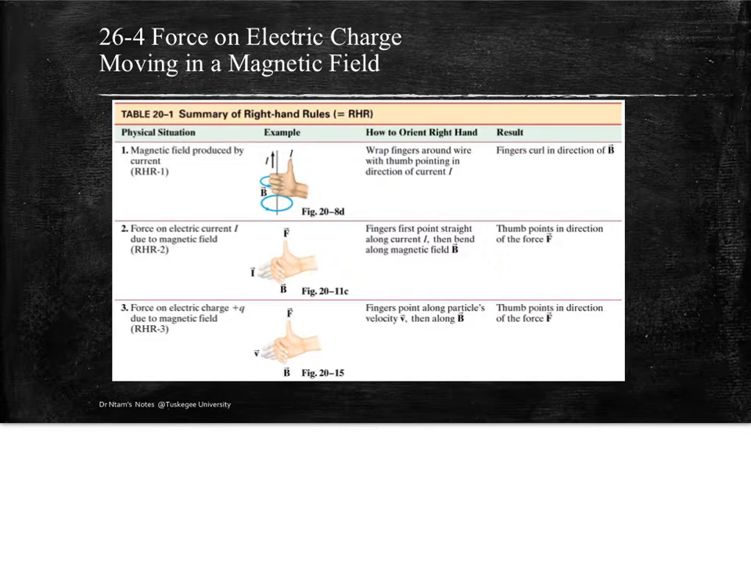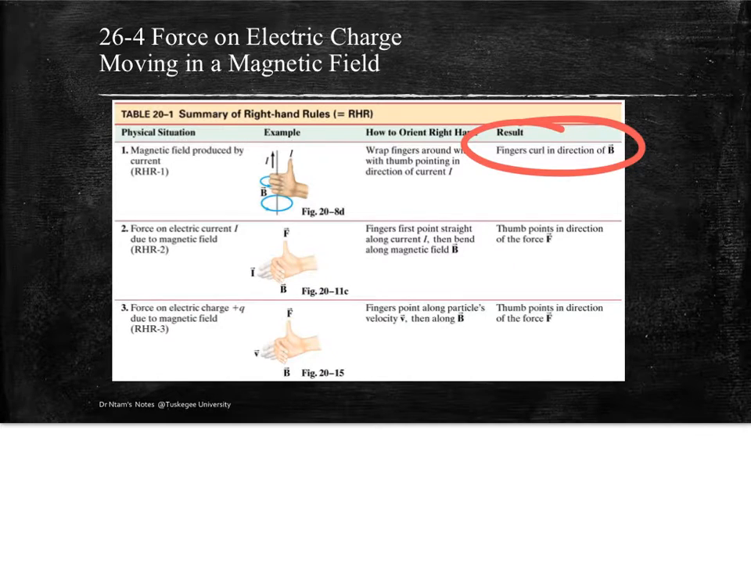And so here's a summary of the 3 right-hand rules. Right-hand rule number 1 is used to determine the direction of the magnetic field produced by a current in the wire. So place your thumb in the direction of the current, wrap your fingers around the wire, and the direction in which your fingers curl is the direction of the magnetic field.